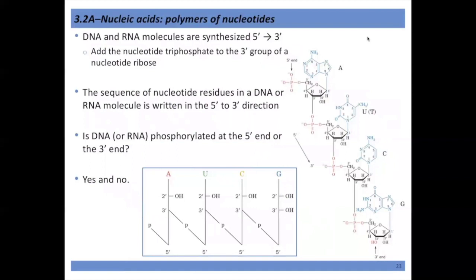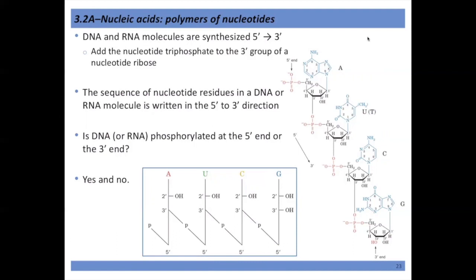Okay, so again, DNA and RNA molecules are synthesized from the 5' to 3' direction. And so what you do is you actually add a nucleotide triphosphate to the 3' end. So the 3' end is the nucleophile, and you'd attack the 5' end of a triphosphate. And this happens within enzymes, and we need to talk about enzymes before we really get into this process. But just understand that we synthesize from the 5' end to the 3' end. So the 3' end is where it's growing.